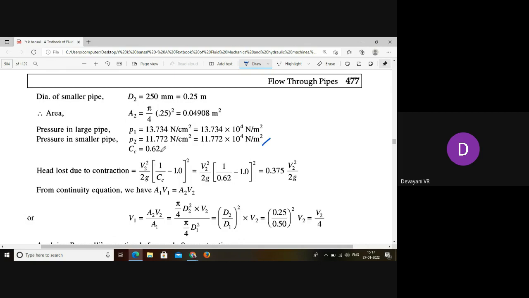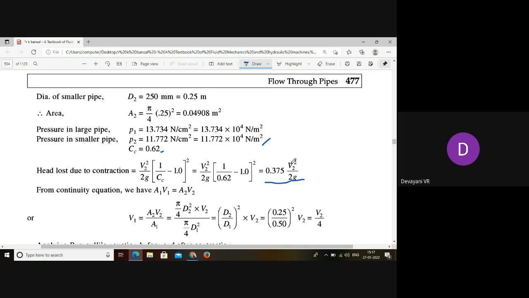Then they have given Cc. So what should we calculate? We should calculate the head loss due to contraction Hc. What is the formula? So first write the formula. The formula to calculate the Hc value is V2 square by 2g into (1 by Cc minus 1) whole square. So they have given the value for Cc. Substituting that we get 0.375 V2 square by 2g.